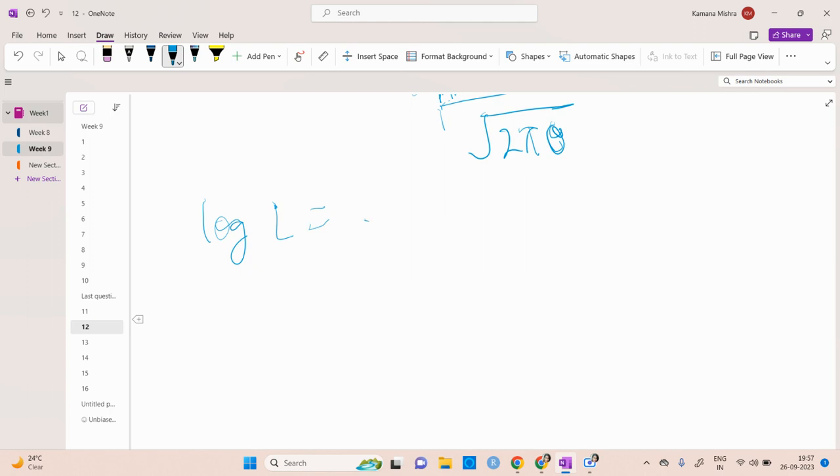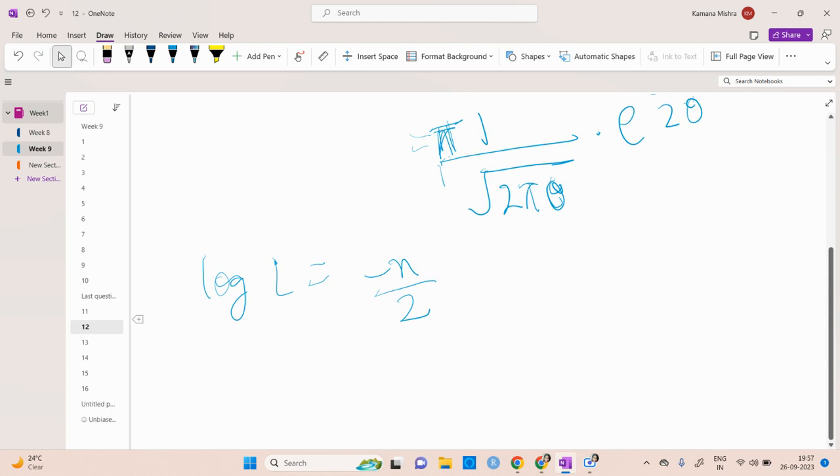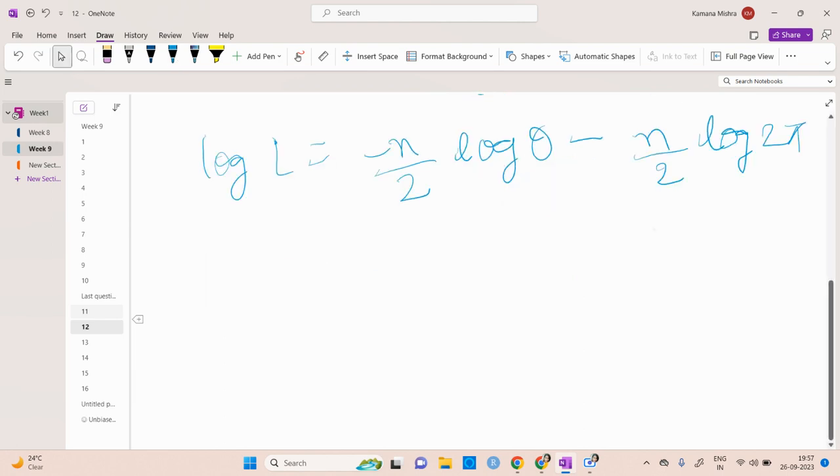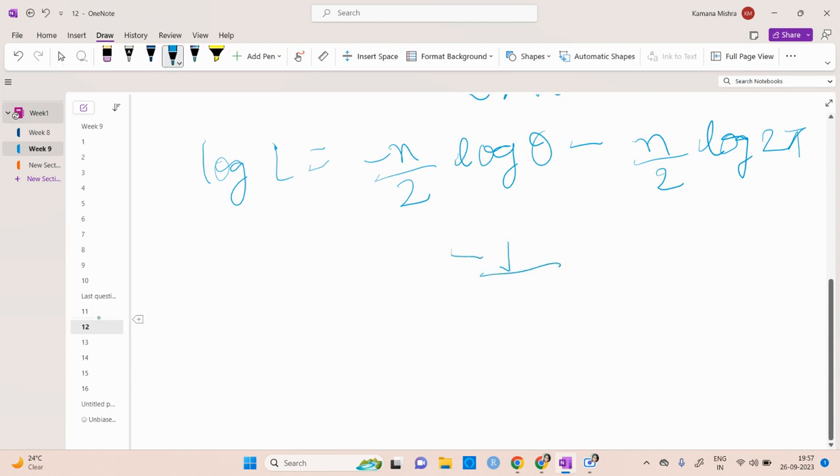So now we can do the same thing again. So log of L is what? Minus n upon 2 log of 2 pi theta. So minus n upon 2 log theta minus n upon 2 log 2 pi. We can write it in the same way, but we are going to differentiate with respect to theta, that's why we are separating it in this way. And then it will be minus 1 upon 2 theta summation xi minus theta whole square, right?